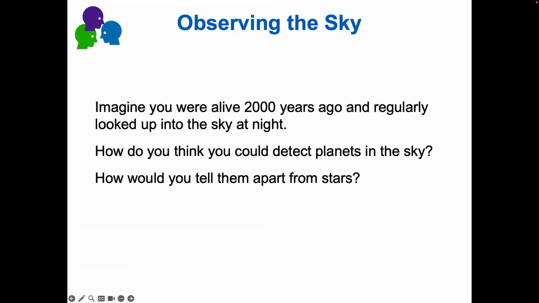Imagine you were alive 2,000 years ago, so we have no cell phones, no TV, nothing except looking up at night. And the stars are beautiful because we have no electricity. And you're regularly looking up at the sky. How do you think you could detect planets in the sky? And how do you think you could maybe tell them apart from stars?